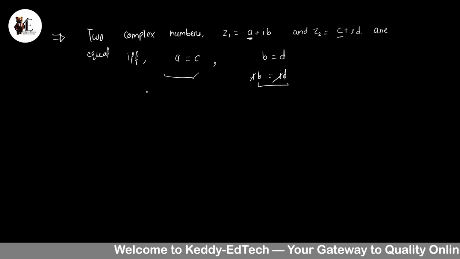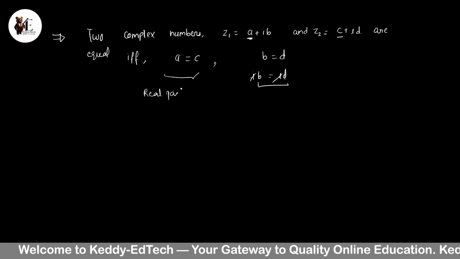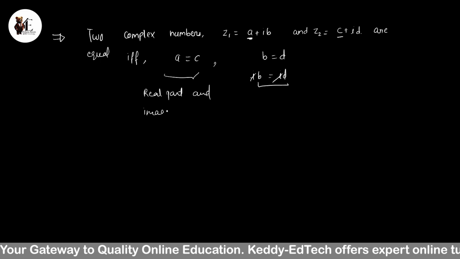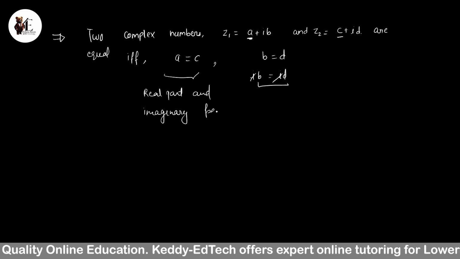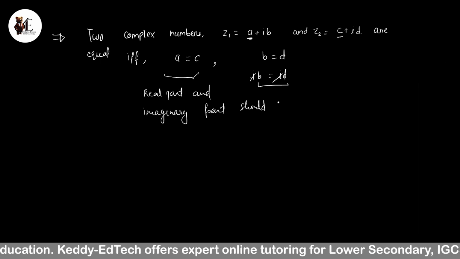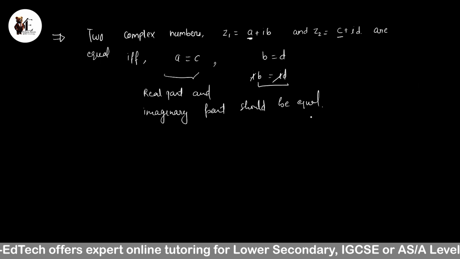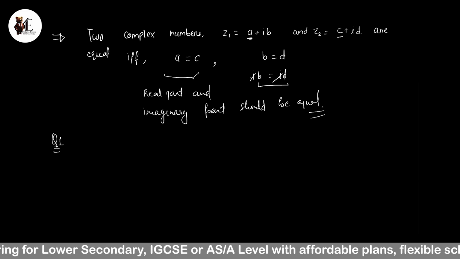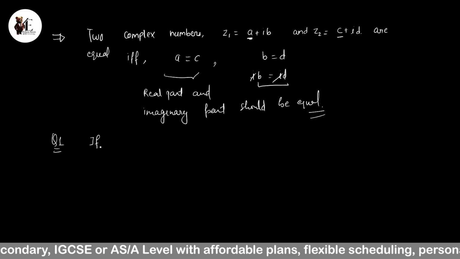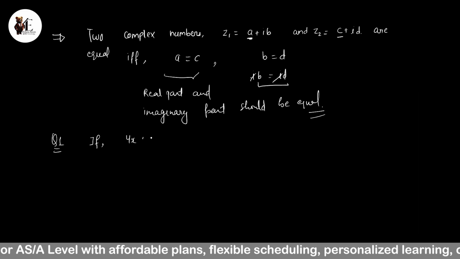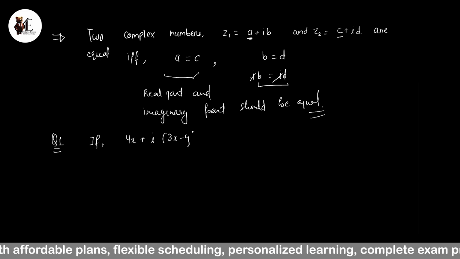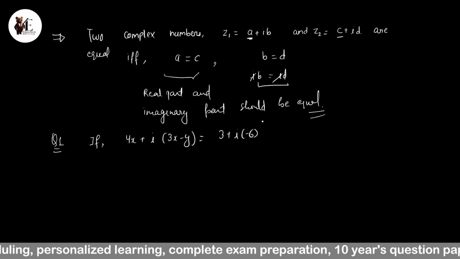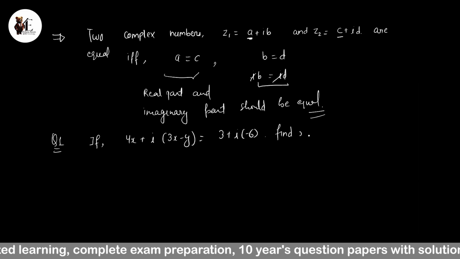So it means the real parts and the imaginary parts should both be equal. Then the two complex numbers will be equal. So based on that, I'm writing a question which you have to solve. Let's say if 4x plus i times 3x minus y is equal to 3 plus i times negative 6. So you have to find the value of x and y.